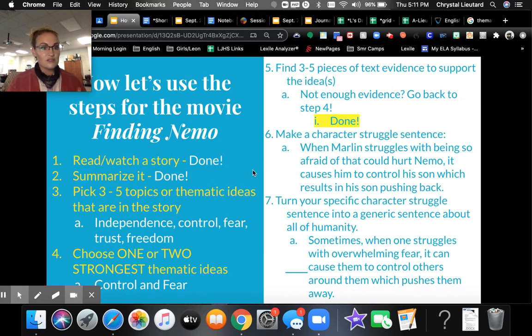So let's use our steps and use the movie Finding Nemo, since most people know the movie. And we're gonna go through all of the steps. So first, read or watch a story. Okay, Finding Nemo. Summarize it.